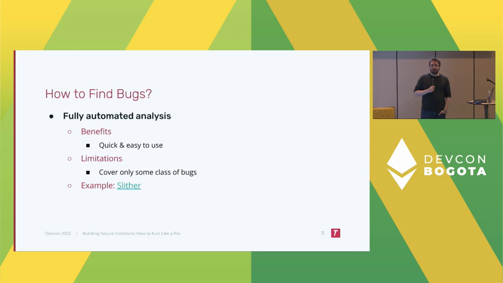The next technique that you can use is a fully automated tool. These are the tools that are going to find some of the common bugs. You just click on a button, and the tool tells you whether there is this type of bug or not. For example, you might know Slither, which is our static analyzer for Solidity. This type of technique might give you false warnings, but it's also really powerful because it might catch critical bugs.